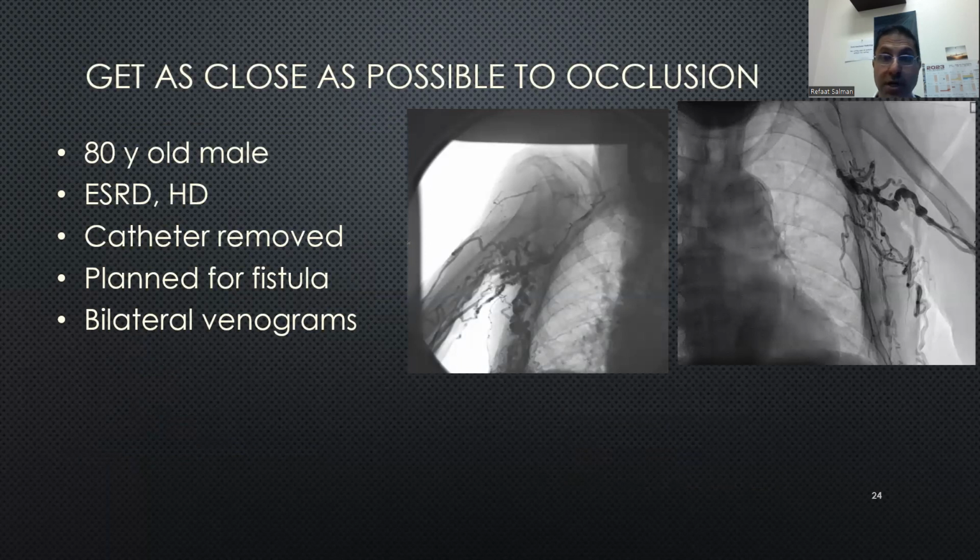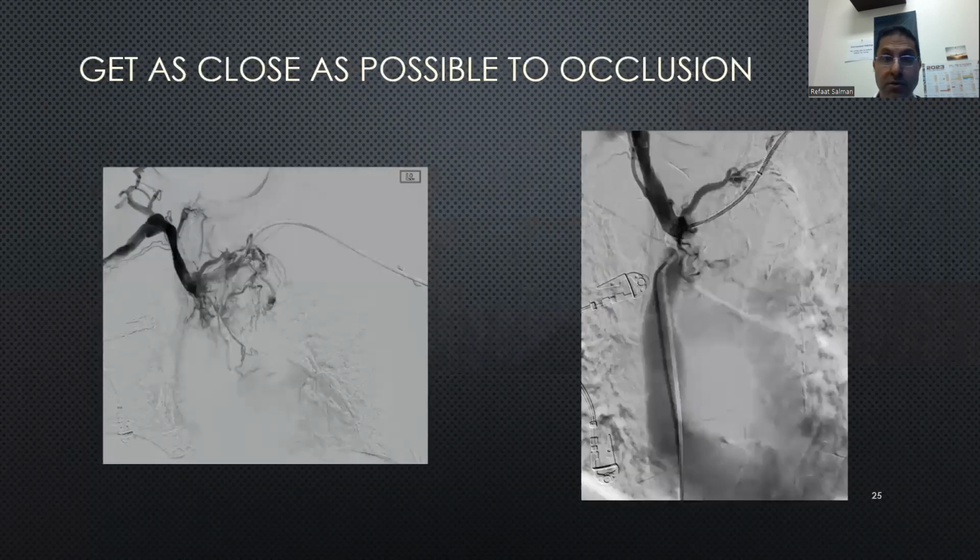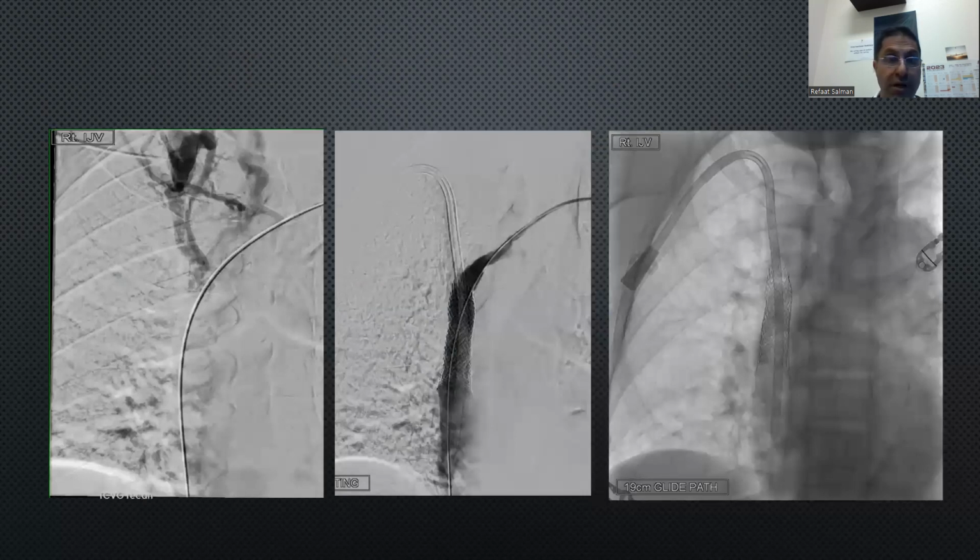This is an example of a total occlusion on bilateral sides. This was a preparation for AV fistula, an 80-year-old male with end-stage renal disease for hemodialysis. The catheter was removed and the patient was planned for fistula, and this is the venogram showing bilateral occlusion. If you bring the patient in and try to come closer with an endovenous approach, you'll discover it's a very short distance, and if you get closer to it with wire, you can achieve it here with wire and catheter. You can have an access, balloon it, and stent it, and a permacath was inserted easily from the right side.